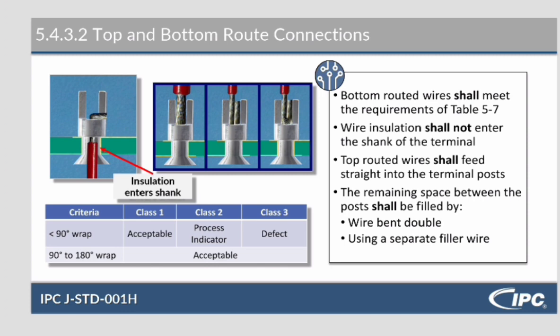Top routed wire shall feed straight into the terminal post, and the remaining space of the post shall be filled by a wire filler or the wire being bent and doubled. That again is also an A1P2D3 if this condition is not met.